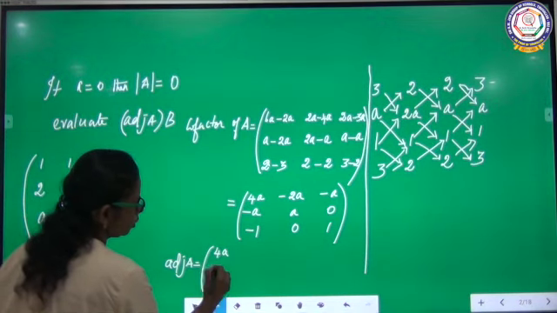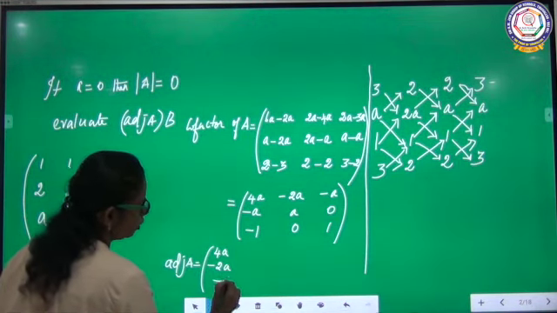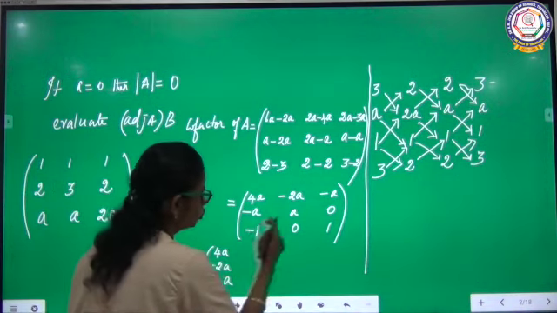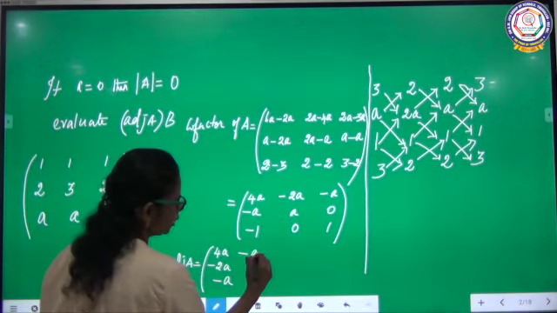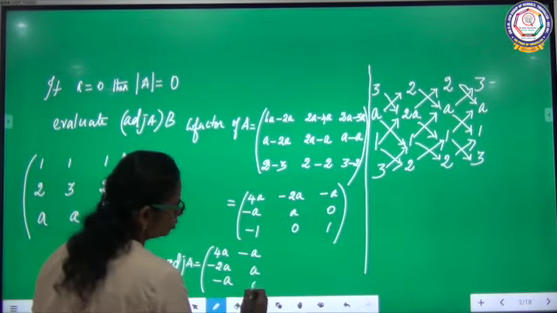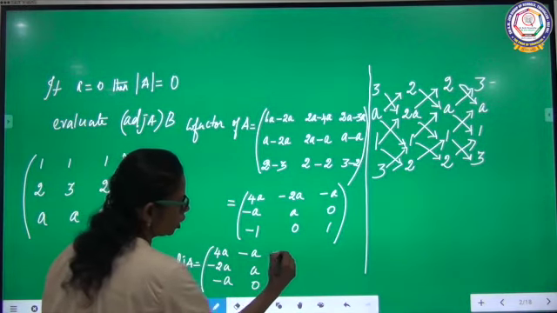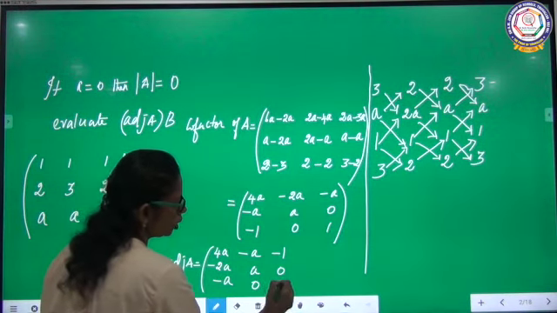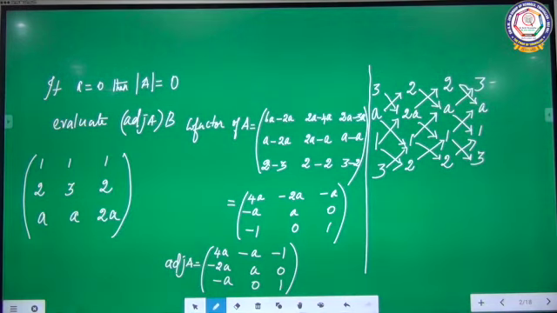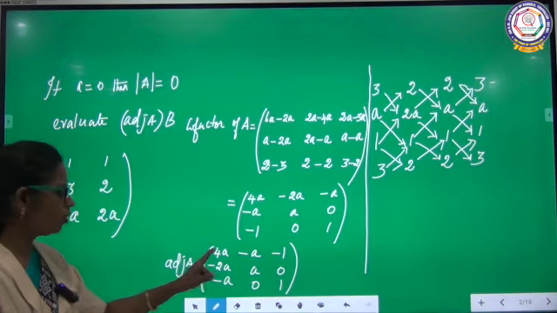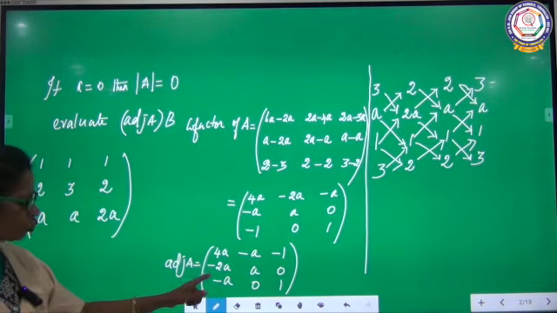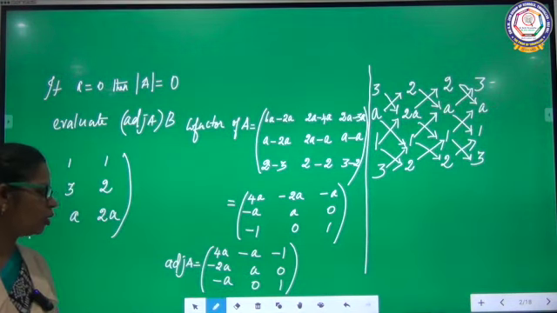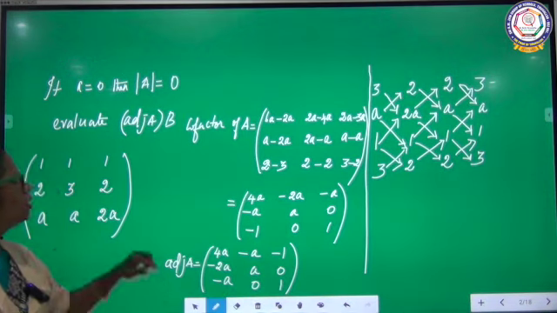4A minus 2A minus A. The first row you are writing in terms of column. Second row minus A 0. Third row you are going to write it as a third column. This is your adjoint of A. What I wrote here, adjoint of A? Adjoint of A equal to 4A minus A minus 1, minus 2A 0, minus A 0 1.